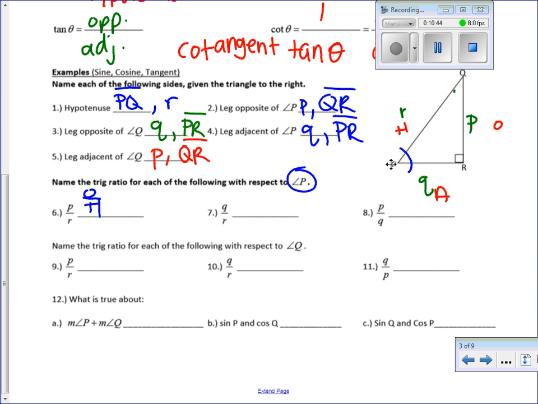Okay, so I was saying we have O over H, which is which trigonometric function? What's O over H? Sine. Good job. Okay, so this is sine of angle P. So we write sine P. What about little q over little r? That is A over H. So what trigonometric function is that? Cosine of P. And then little p over little q is O over A, which is what? Tangent of angle P.